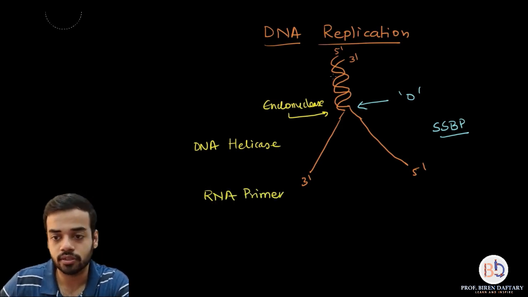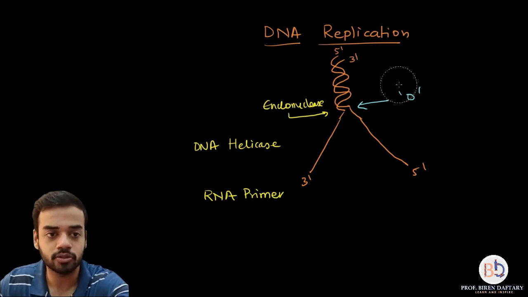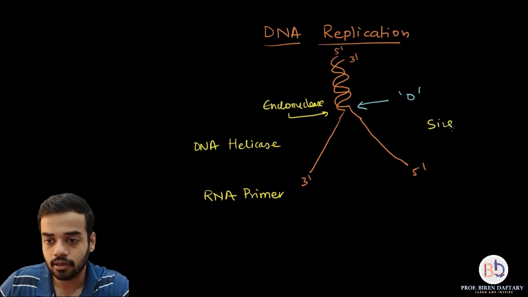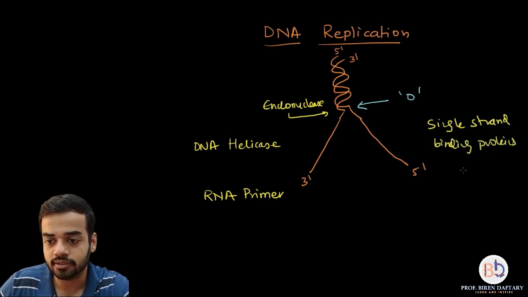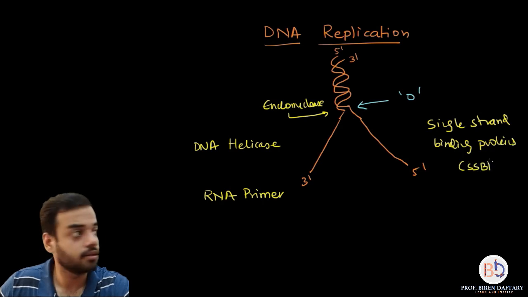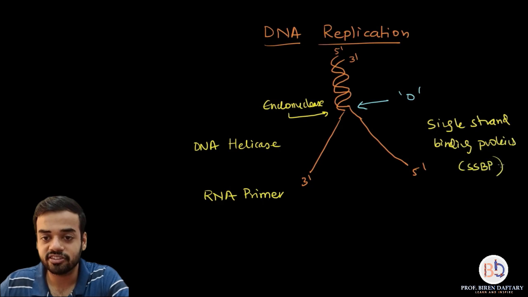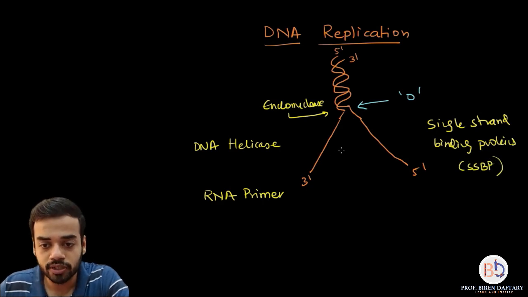And over here I'm going to use the yellow color because you need to remember single strand binding proteins, and that is SSBP. Are you getting my point? So SSBP will be bound over here.